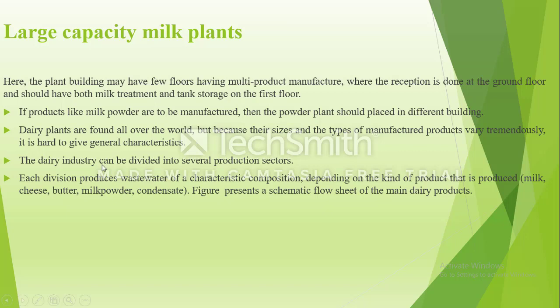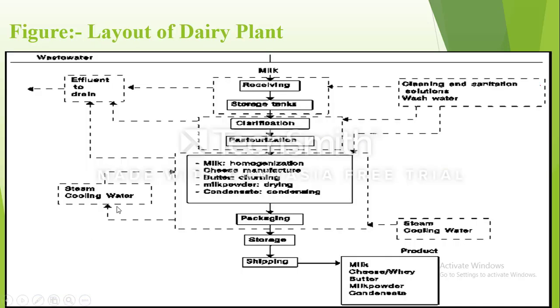Now see the figure, a layout of a dairy plant. It shows the section for receiving of milk, and after receiving it comes to the storage tank, then to clarification, and after that pasteurization, then to the processing area. After processing it comes to packaging, then after packaging it goes to storage and shipping through various modes. So this is a diagram, or we can say a layout, of a dairy plant.